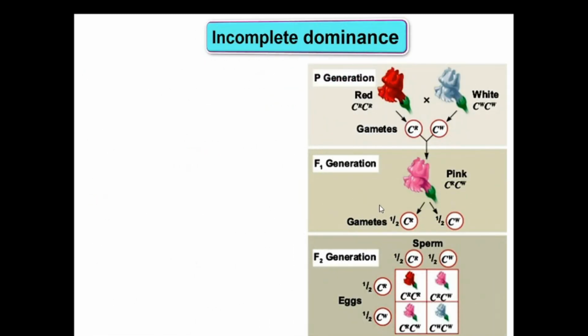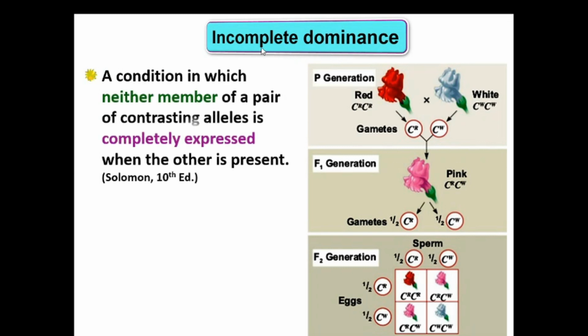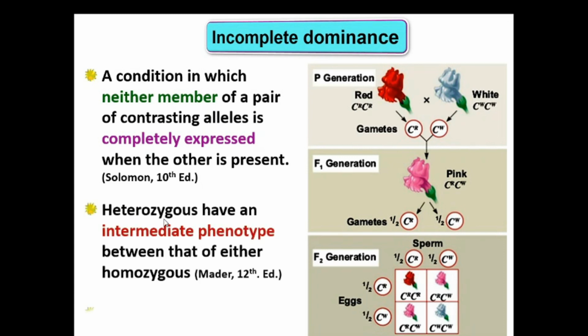For the second type of inheritance which deviates from the Mendelian is the incomplete dominance. It is a condition in which neither member of a pair of contrasting alleles is completely expressed when the other is present. In other words, the heterozygous has an intermediate phenotype between that of either homozygous. The example that we can discuss for this incomplete dominance is the color of the snapdragon flower, whose scientific name is the Antirrhinum species.